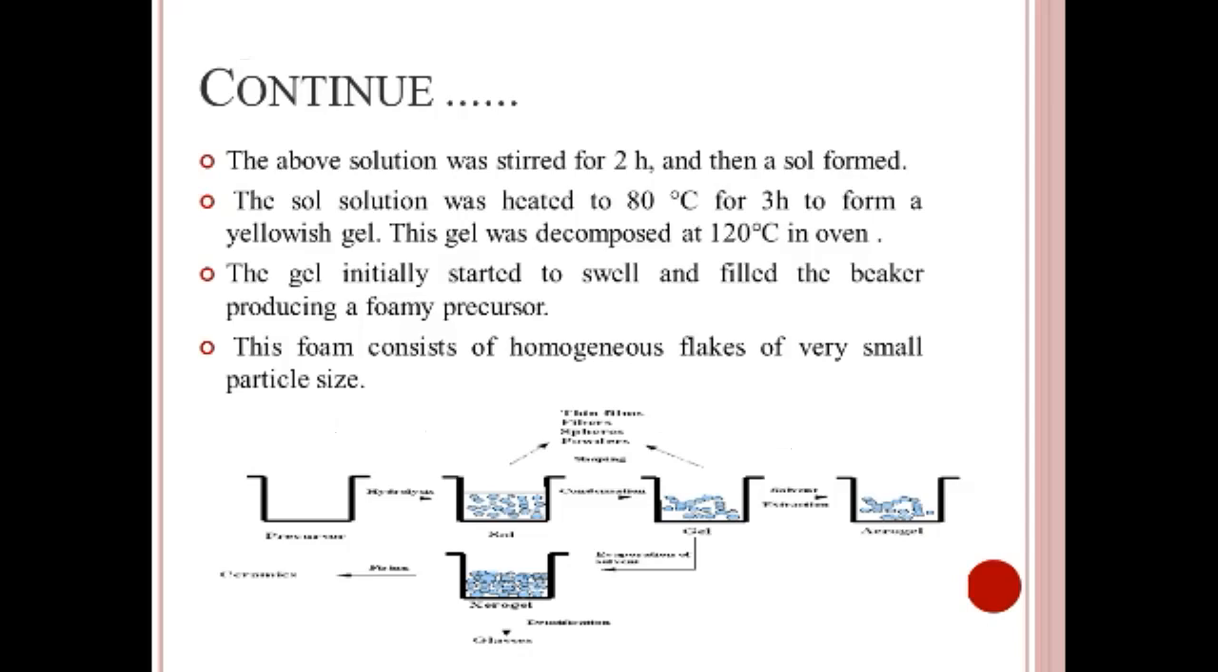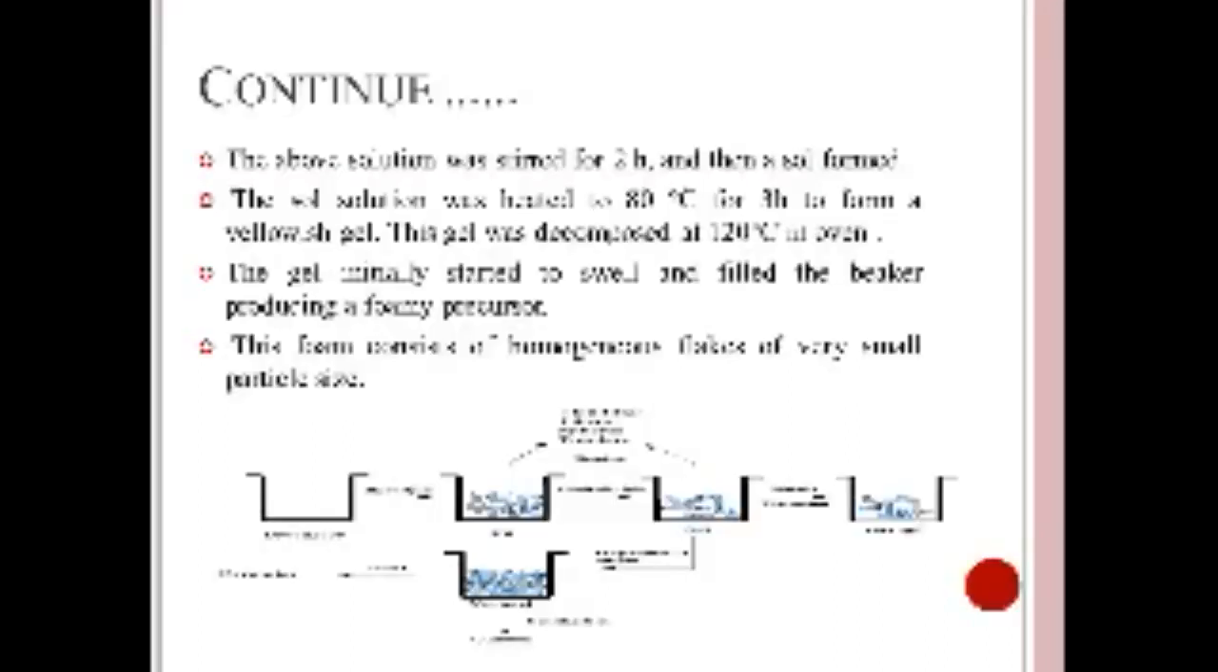As we discussed earlier, the sol-gel method involves 3 steps. First is the formation of sol. Second is the formation of gel, and then there is decomposition of gel. The first step is completed, the formation of homogeneous sol, and then the sol solution was heated to 80 degrees Celsius for 3 hours to form a yellowish gel. Then the gel was decomposed at 120 degrees Celsius in an oven. The gel initially started to swell and then filled up the beaker with foamy precursor. This foamy precursor consists of homogeneous flakes of very small particles of bismuth oxide nanoparticles.